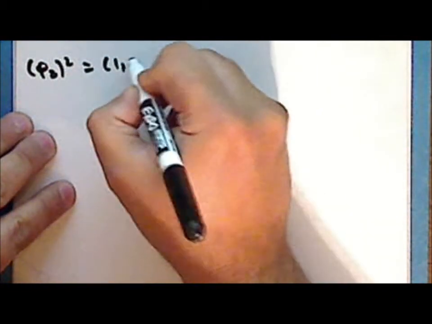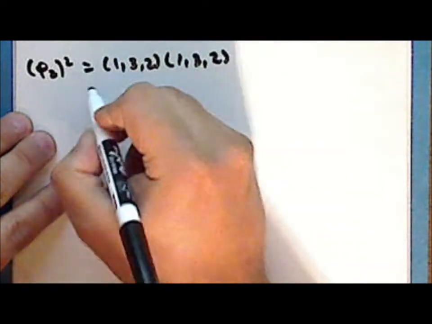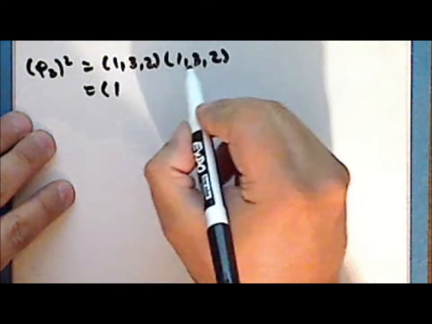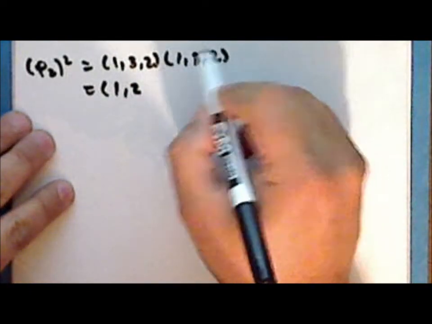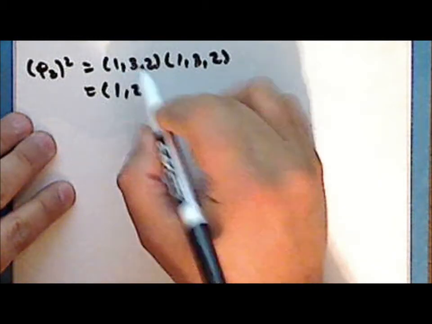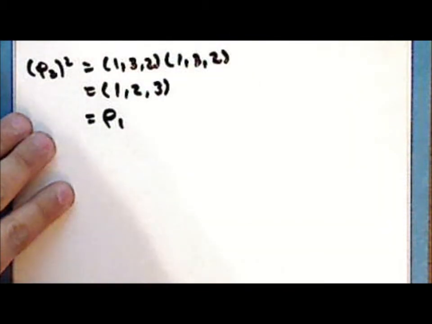Rho sub 2 squared is the product 1 to 3 to 2 times the cycle 1 to 3 to 2. So beginning with 1, 1 is mapped onto 3, and then 3 is mapped onto 2. 2 is mapped onto 1, and 1 is mapped onto 3. And so this is the same as rho sub 1.